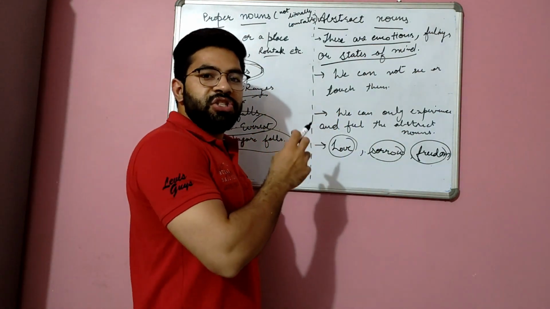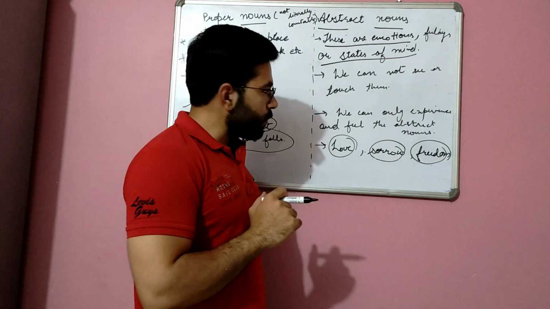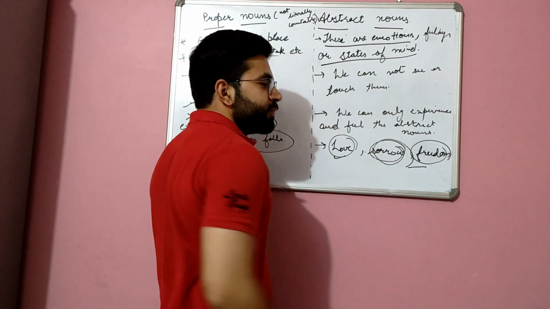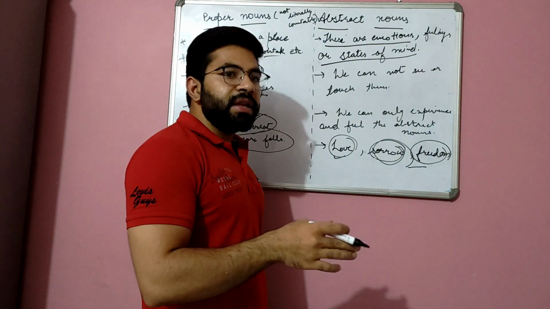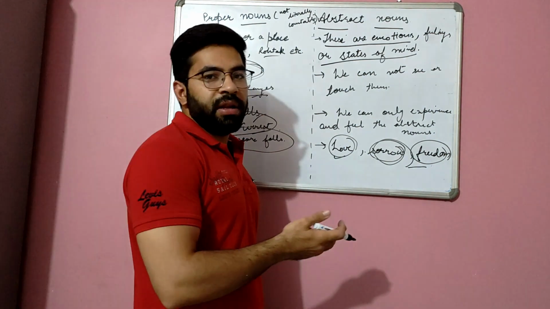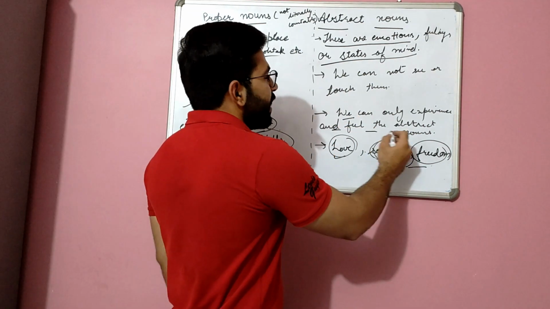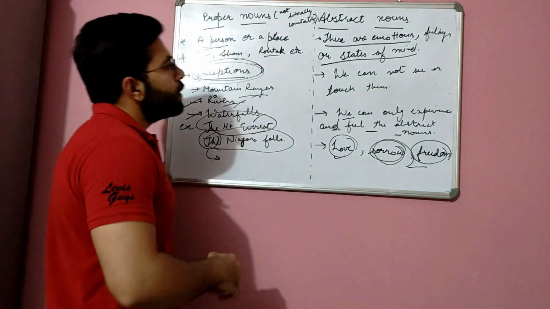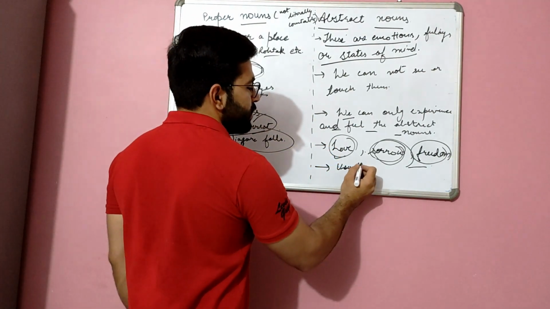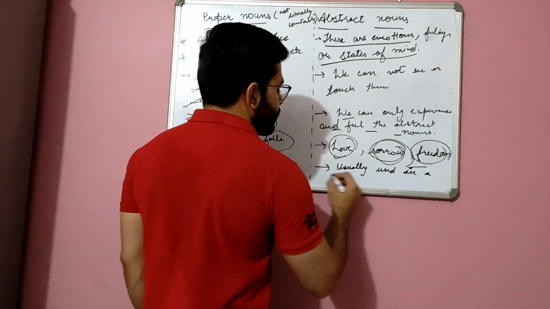What are abstract nouns? These are states of mind or emotions or feelings which we can feel but can't see or touch them. For example, love, sorrow, freedom. These are the feelings we can experience or we can express, but we can't see them as they are not visible and not tangible. We can only experience and feel the abstract nouns. Abstract nouns are usually used in a singular state.